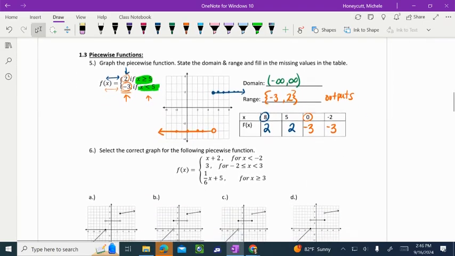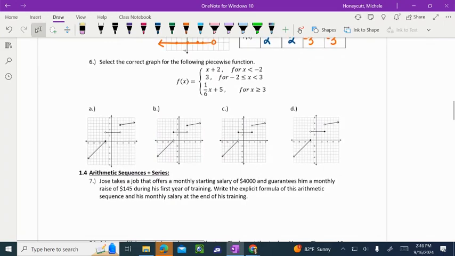Okay, let's see, number 6 says to select the correct graph for the piecewise function. So I notice all of these graphs look very similar. They all have -2 as an x-intercept. They all have 3 as a y-intercept. The only thing that seems to be different are the open and closed circles, perhaps. So then I'm going to look for those.